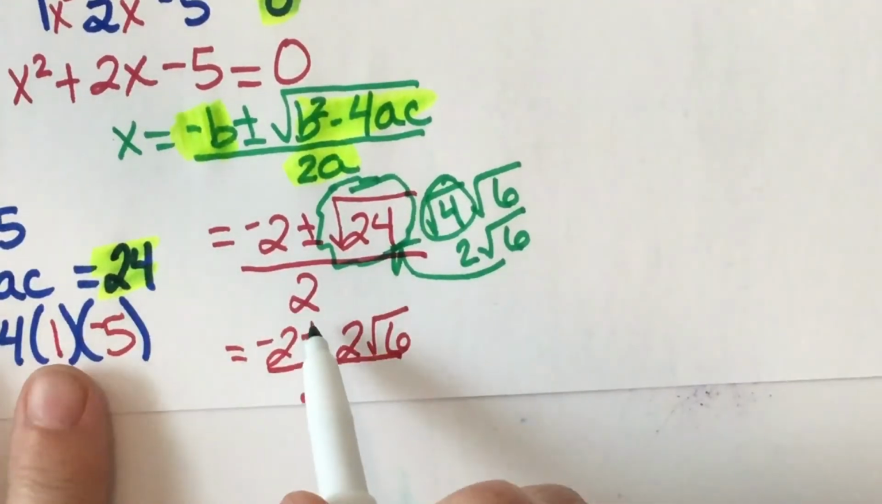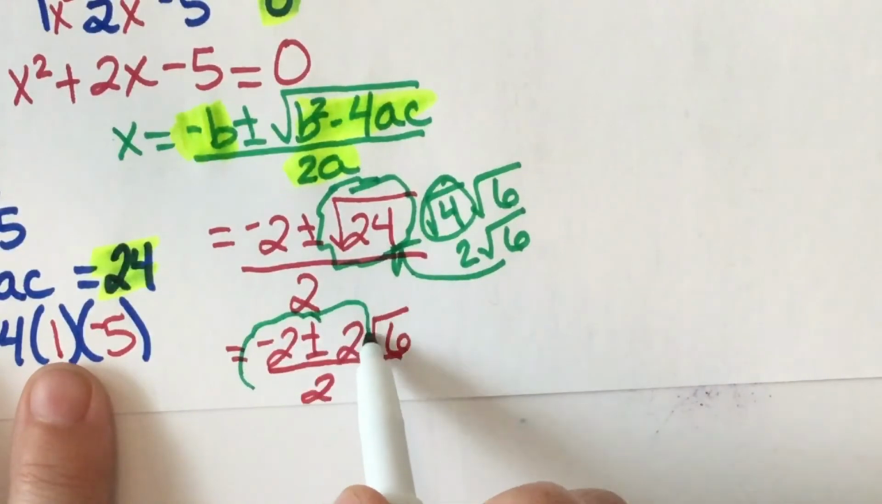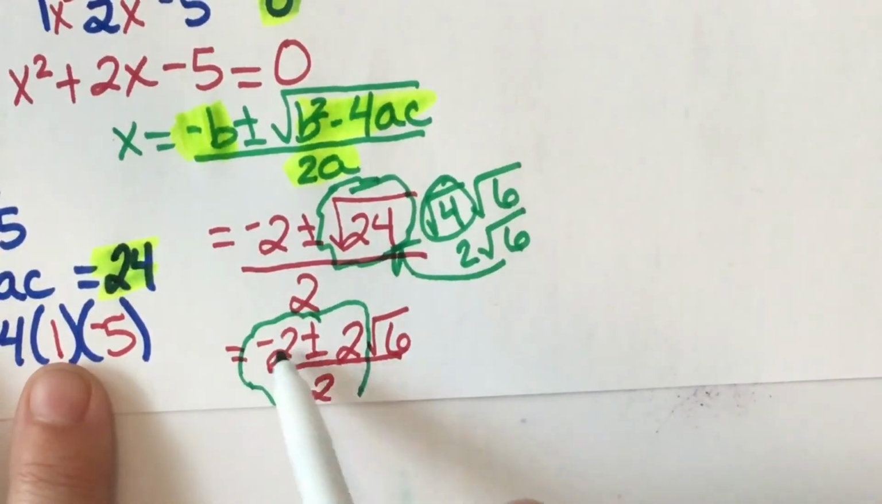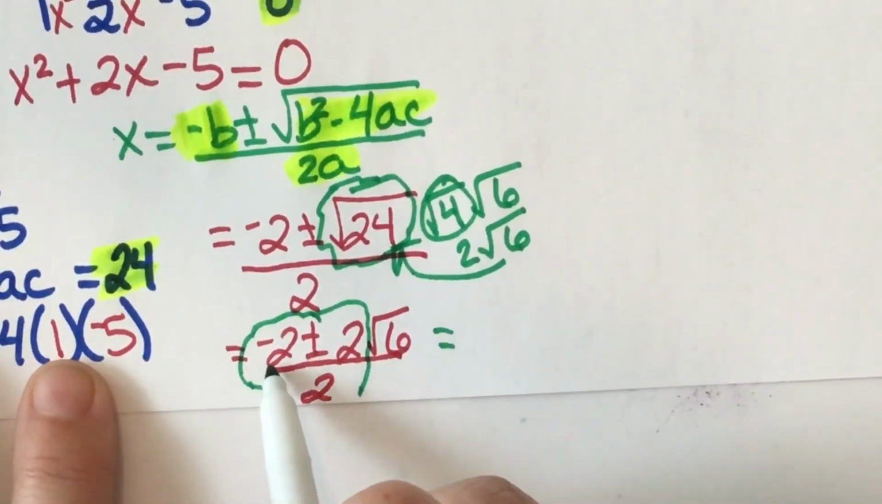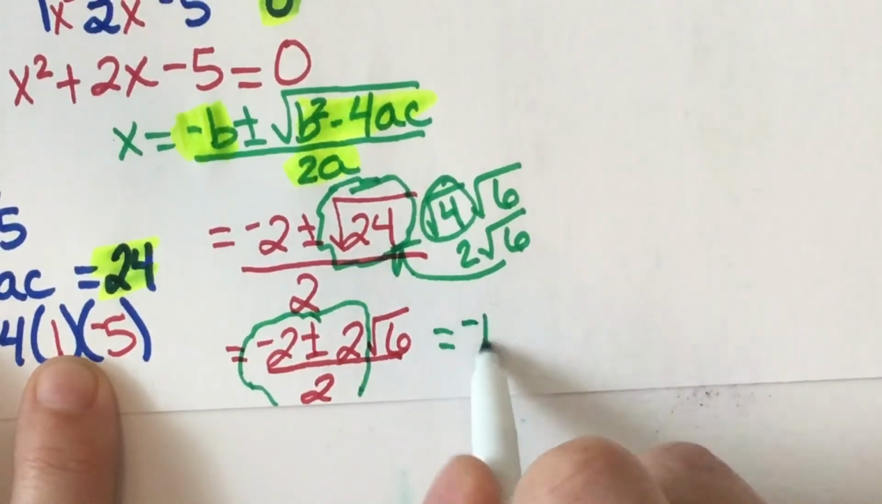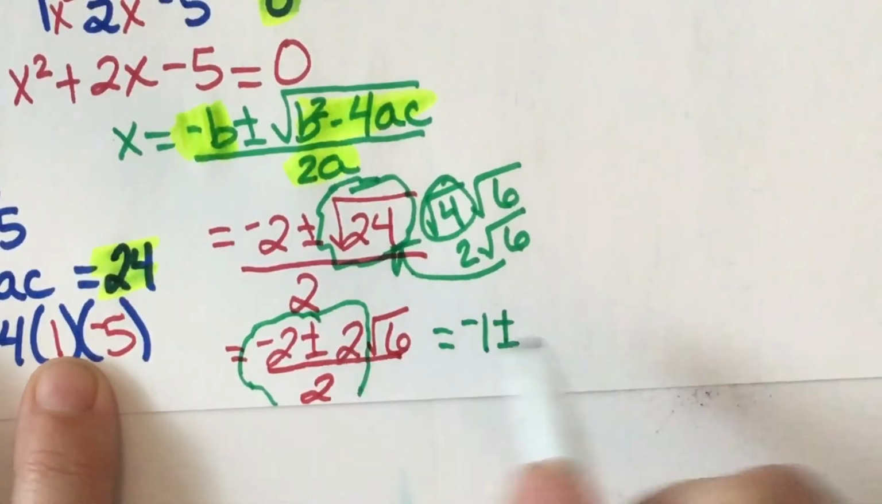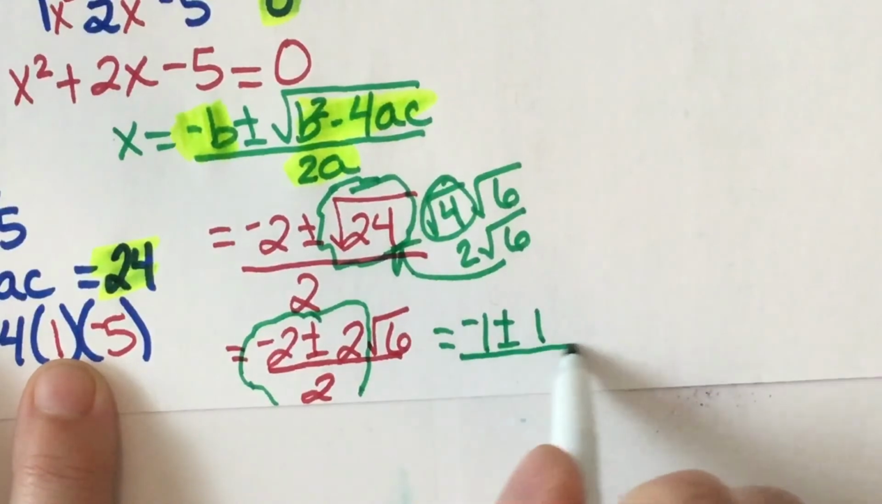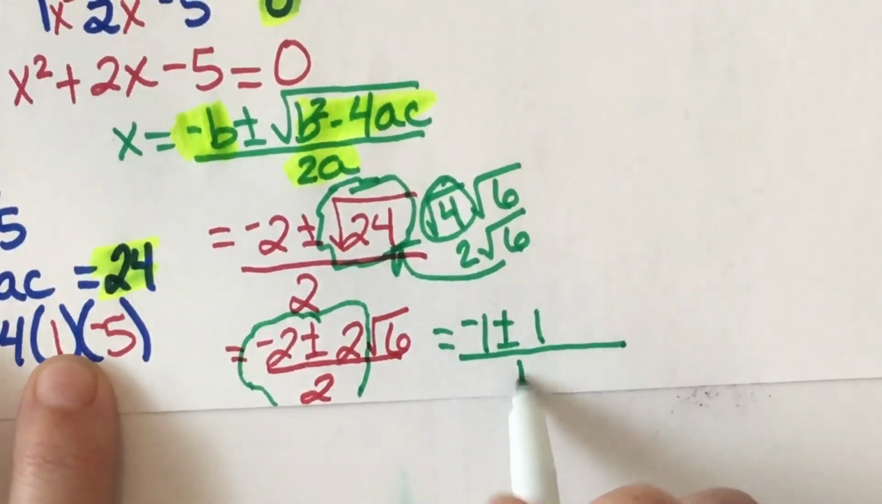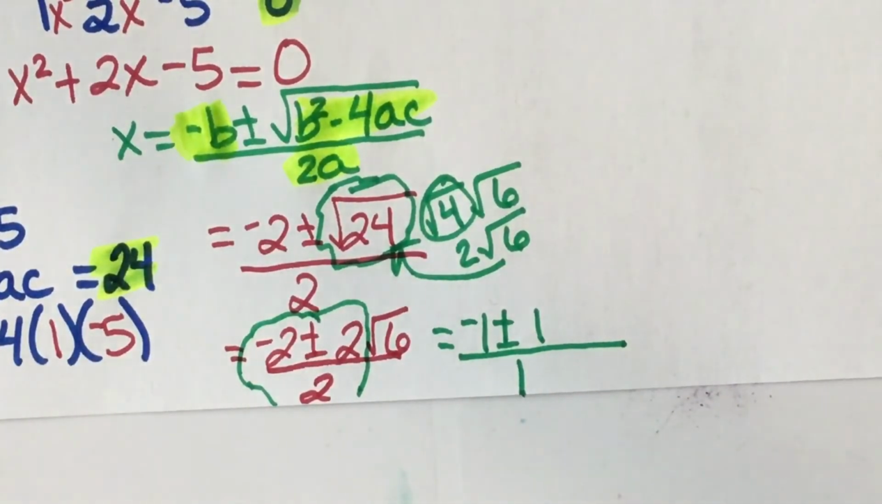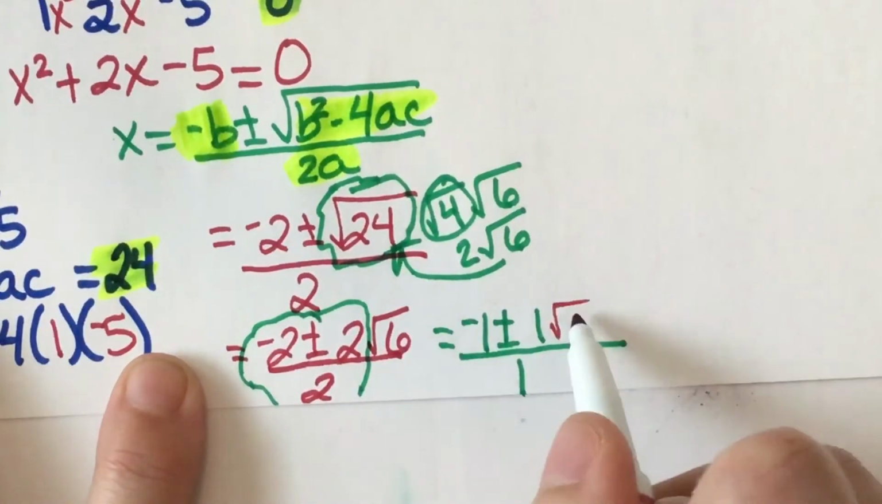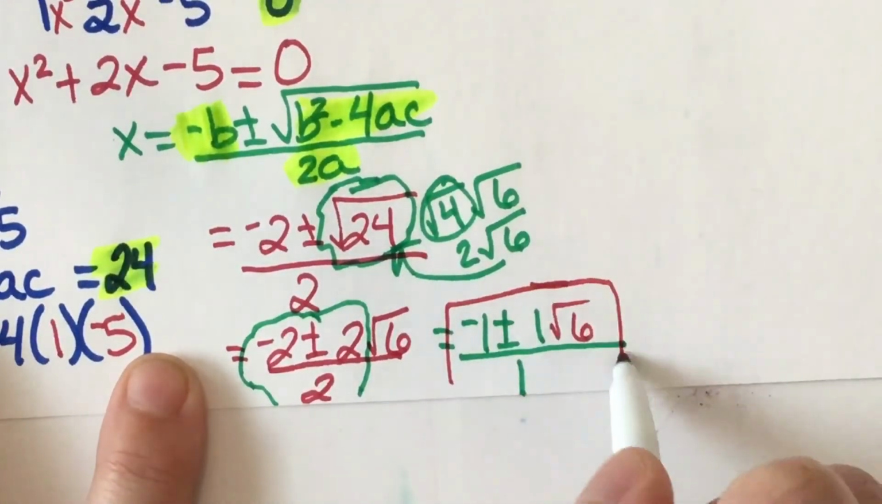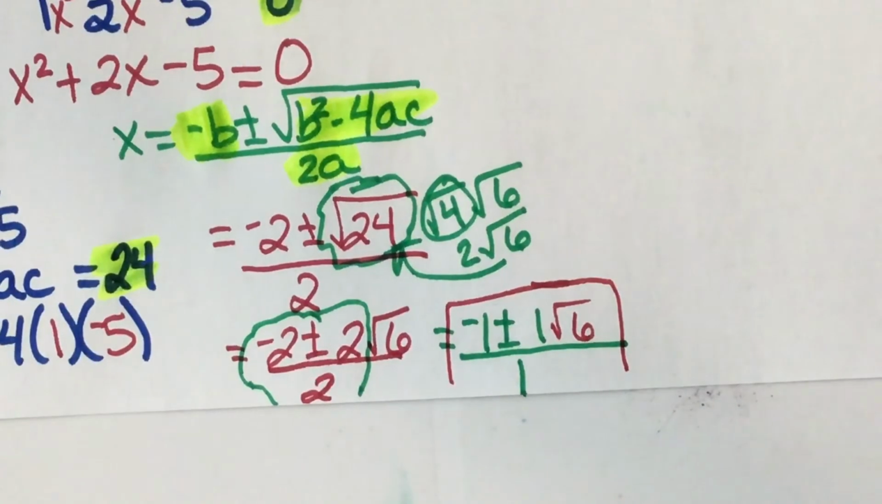So when you look at your 3 front numbers, can you divide those all by something? Yeah, we can divide them all by 2. What's negative 2 divided by 2? Negative 1. Put your plus minus. What's 2 divided by 2? 1. Put your division bar. What's 2 divided by 2? 1. And then that square root of 6 that was there, just recopy it. And those are our beautiful, lovely answers.